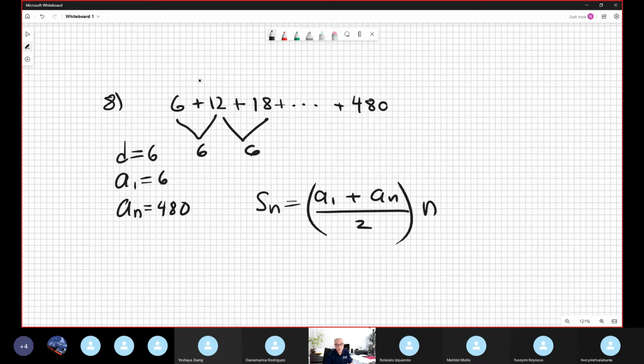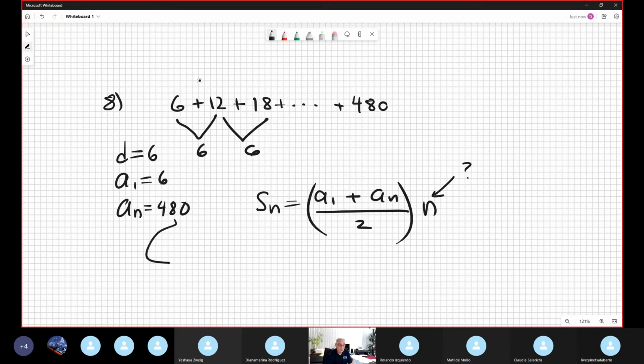And multiplication by n. The only unknown in this problem is n, okay? I don't know who is n. There's no specification of how many elements we have in the summation. But it's easy to find using the second formula or the first formula.